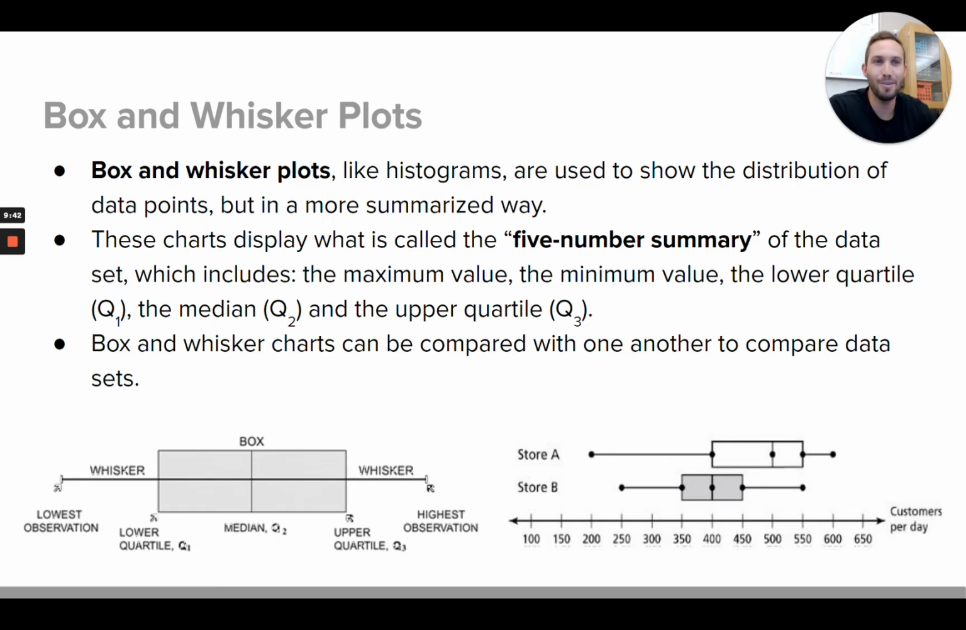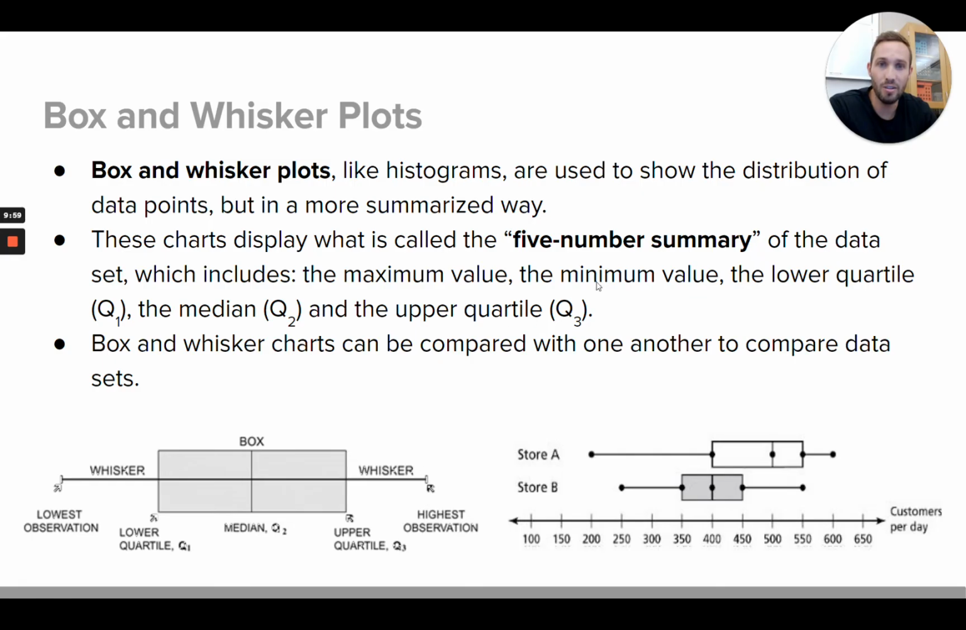I believe it's a standard, but that was a long time ago. You need to know something called the 5-number summary for your data, and that's what this is going to show you. It's going to show you 5 important numbers from your data. It's going to show you the maximum value out of all the data. What was the highest value?